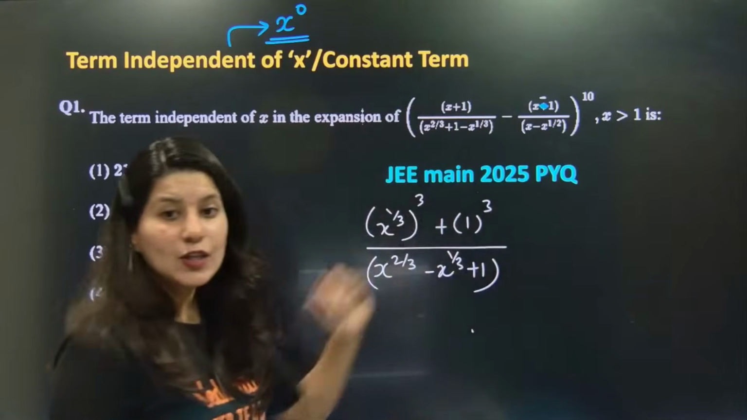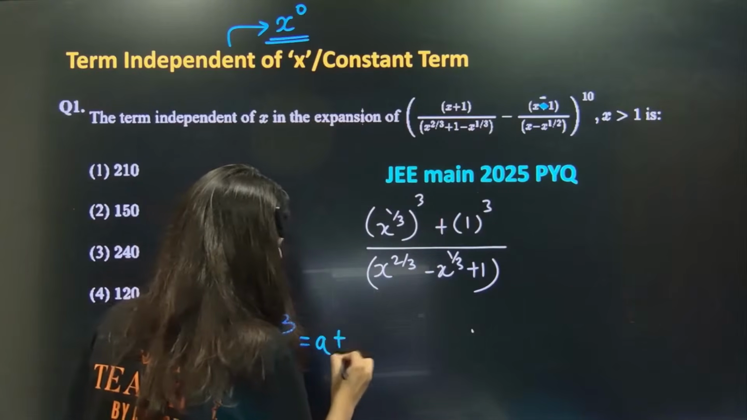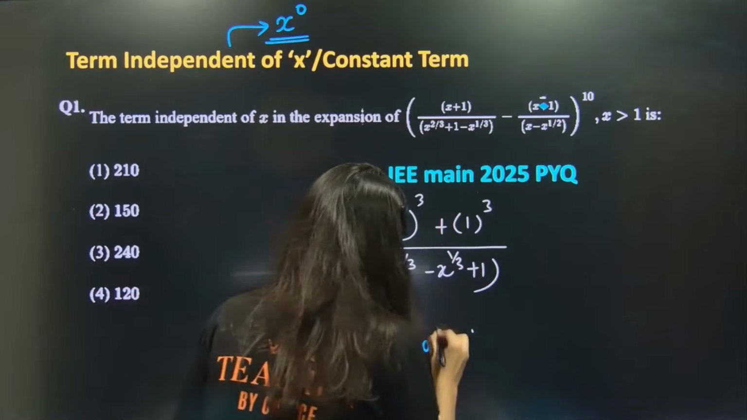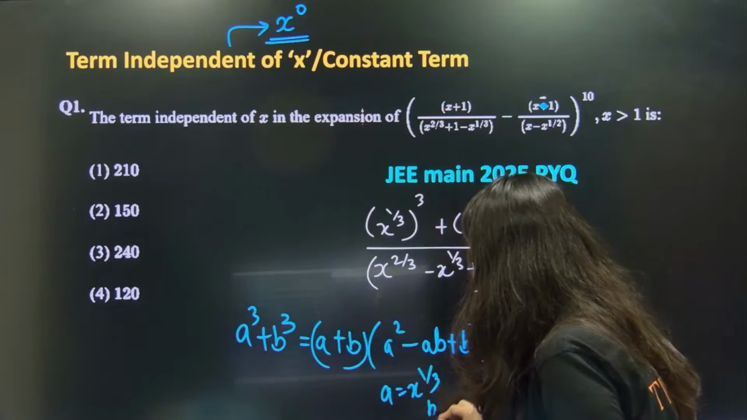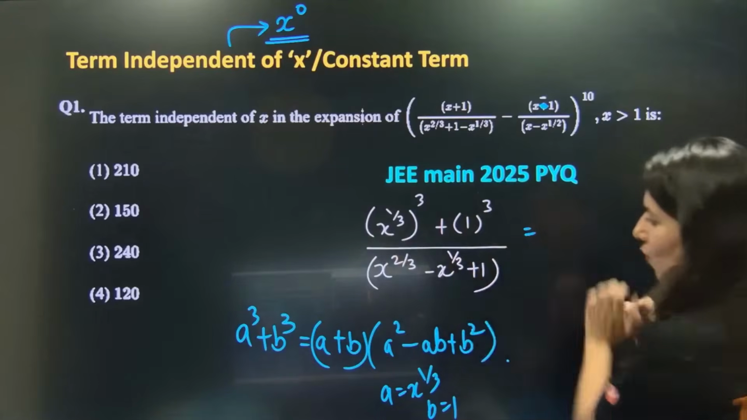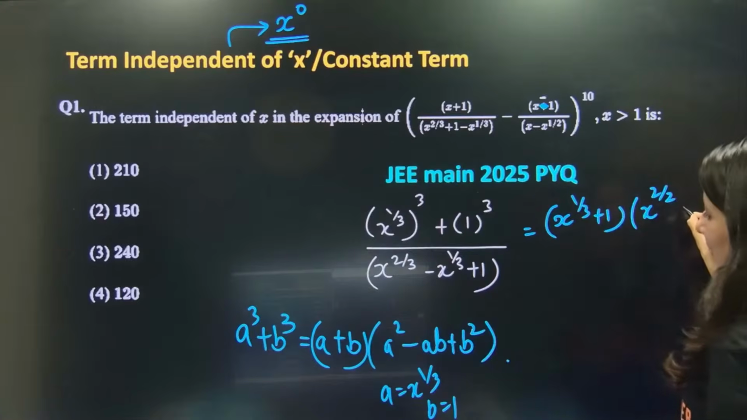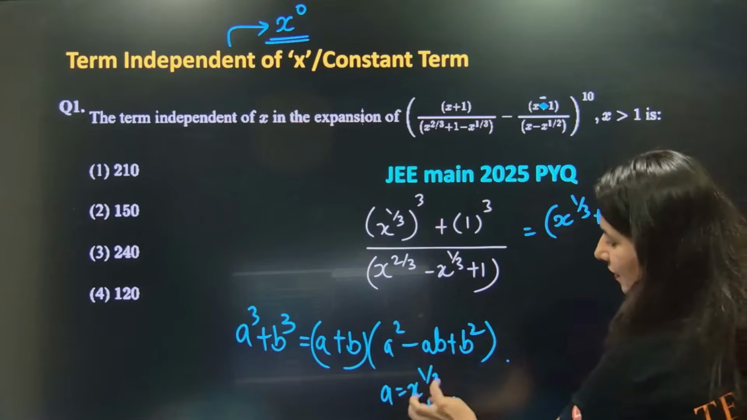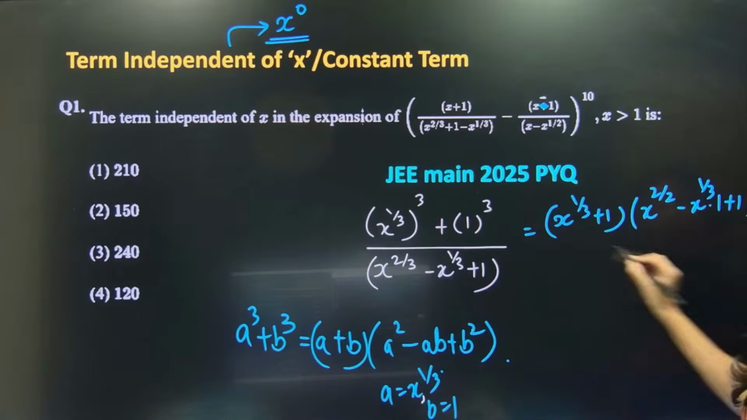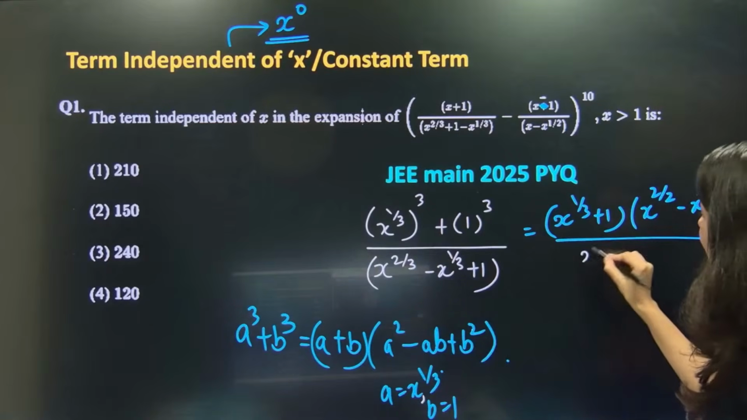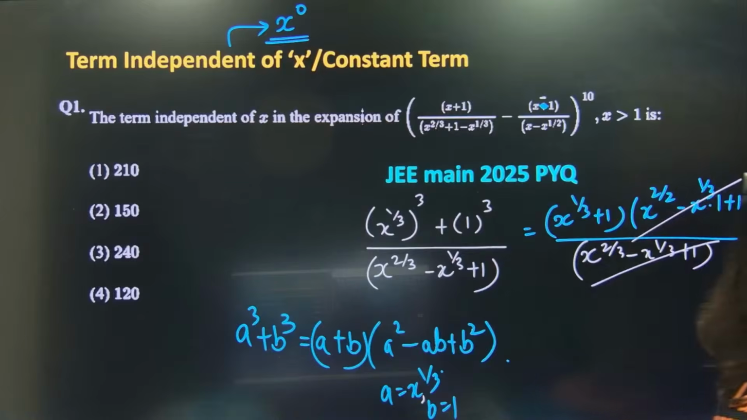So can you see this is a cube plus b cube. A cube plus b cube, anybody can tell me? It is (a plus b) and (a square minus ab plus b square), correct? And here my a is x power 1 by 3 and b is 1. So can you just open it, a plus b. So ma'am, x power 1 by 3 plus 1 and x power 2 by 3 minus x power 1 by 3 into 1 plus 1, whole upon the same thing, which is written. So can you see, if you just apply one formula, this whole thing is getting cancelled out, okay?